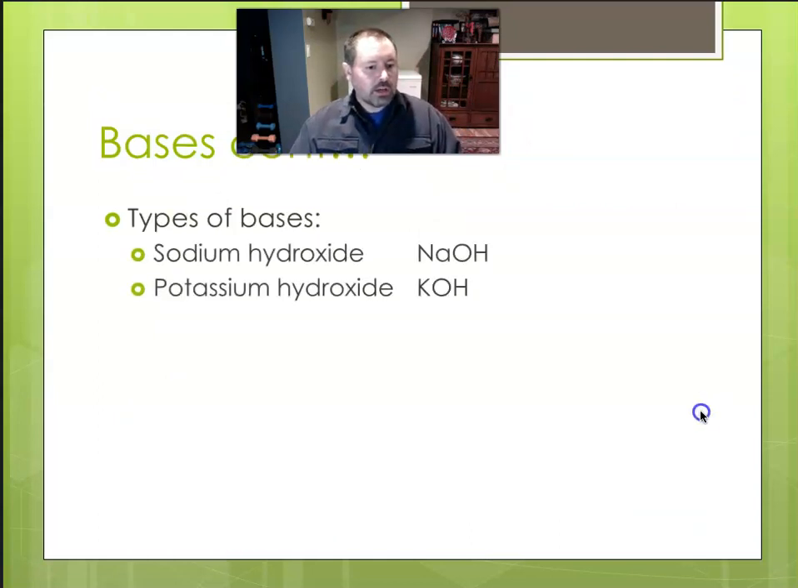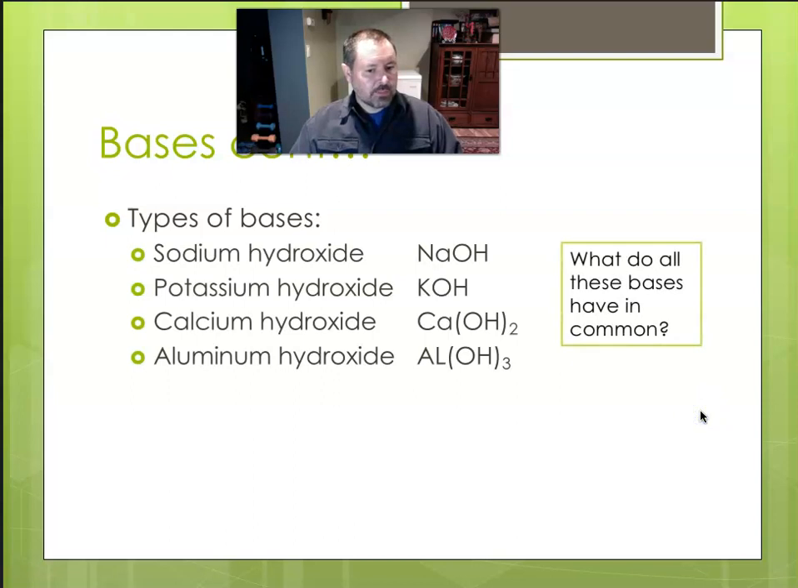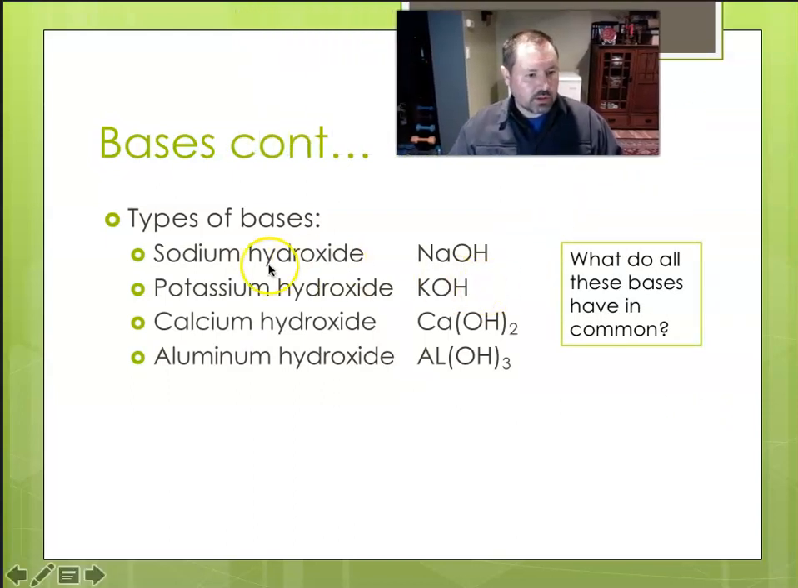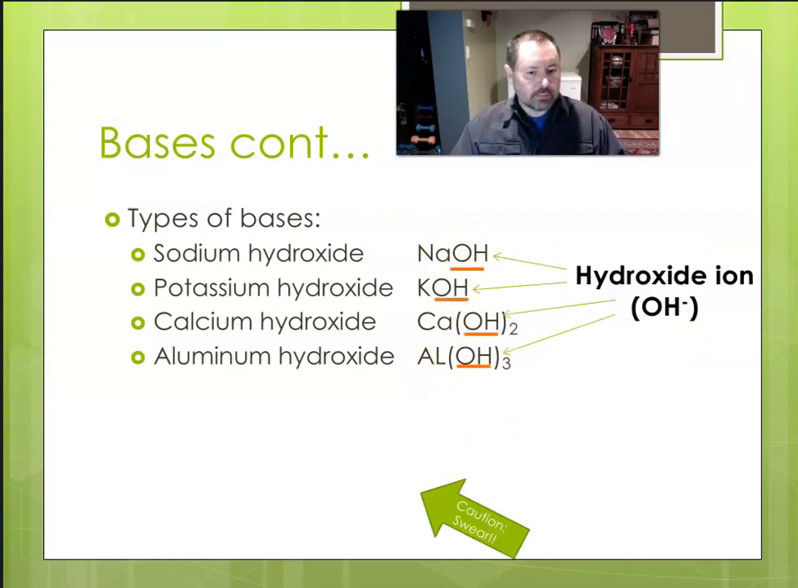Okay, so here are some chemical formulas for bases and some names for bases. So take a look at these chemical formulas and their names. We've got sodium hydroxide, NaOH, potassium hydroxide, KOH, calcium hydroxide, aluminum hydroxide. Hey, by the way, this stuff is in deodorant. I don't know if you've ever noticed that. So what do all these bases have in common? I'm looking particularly at their chemical formula. What do they have in common?